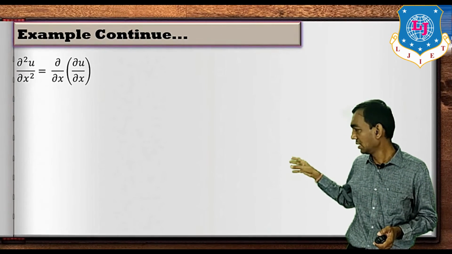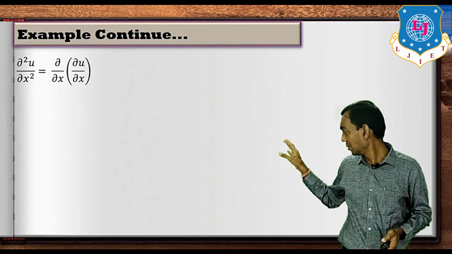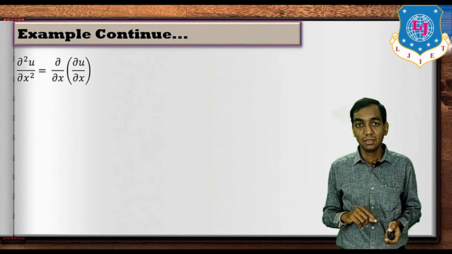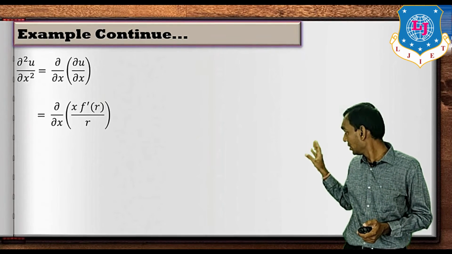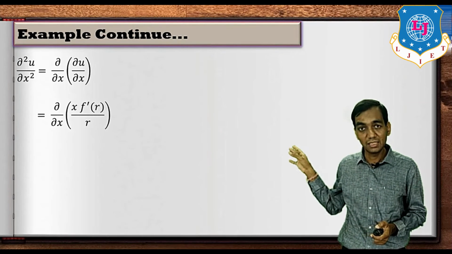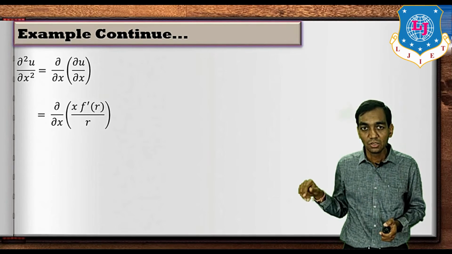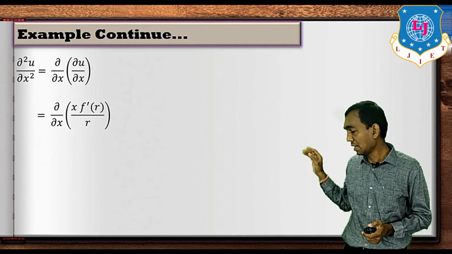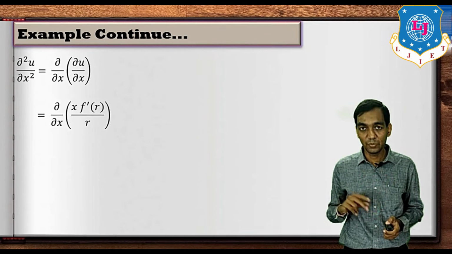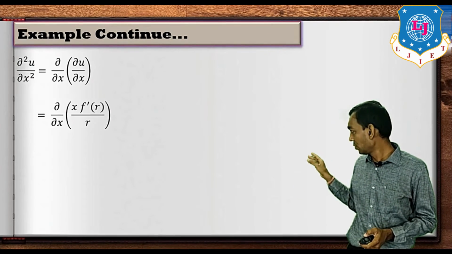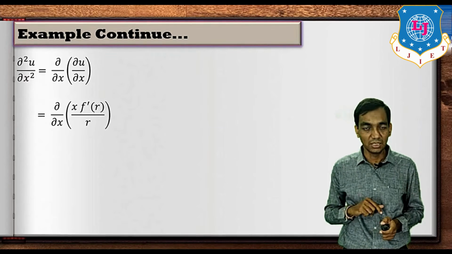Now del square u upon del x square, that will be del by del x of del u by del x. So what we are going to do is put the value of del u by del x, that is nothing but x into f dash r upon r. So differentiating x upon r into f dash r with respect to x. Here we are going to separate two terms: first x by r, and second f dash r.